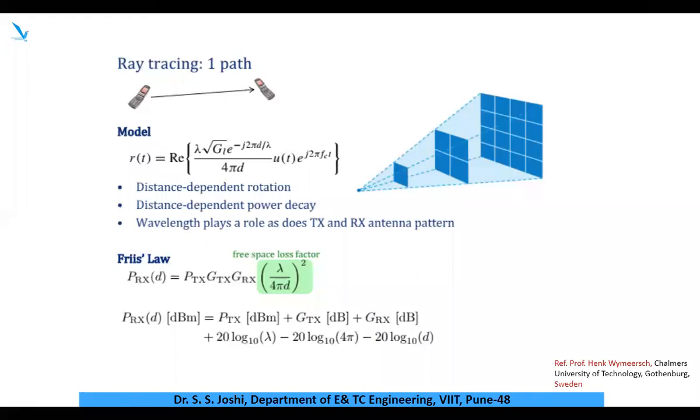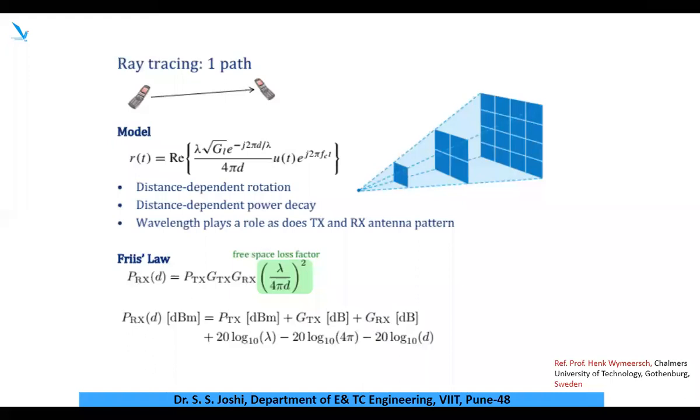Any doubt up to this point? No, sir. Okay, this is very straightforward, and we'll try to model some other things as well. So it's a basic model, that is a free space path loss model, we can say. Now we'll try to introduce one by one.